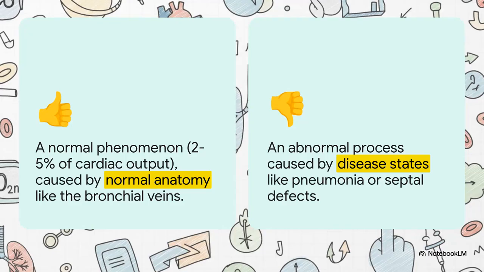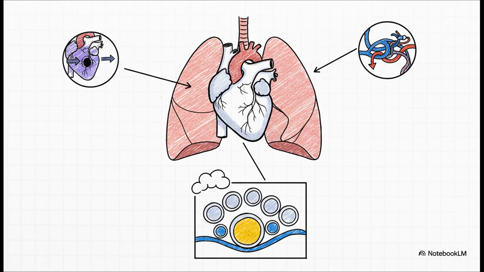But what's interesting is that not all shunts are actually a problem. We all have a small, what we call a physiological shunt. About 2 to 5% of our blood flow does this normally. It's just part of our plumbing. The ones we worry about are the pathological shunts, the ones caused by some kind of disease process that cause real clinical trouble. And when things do go wrong, these pathological shunts can pop up in a few different places.